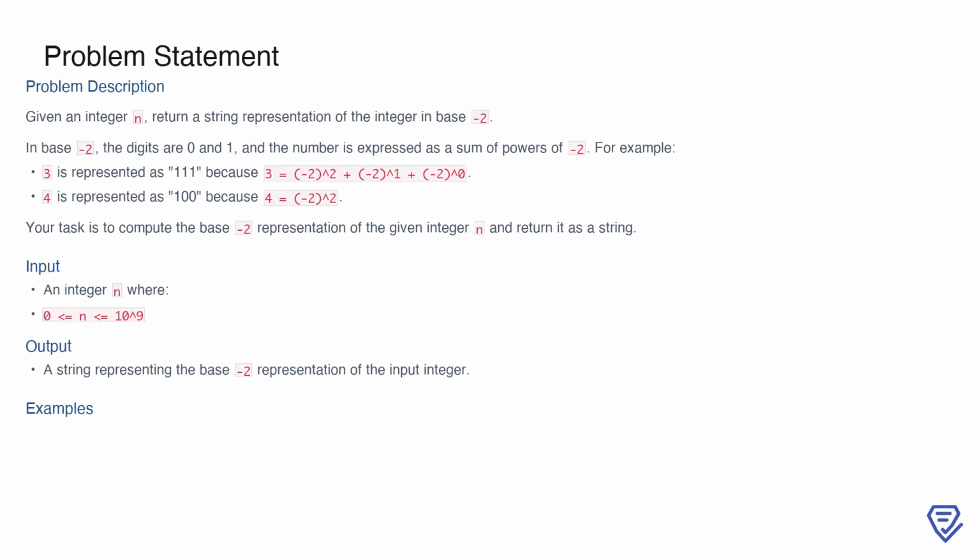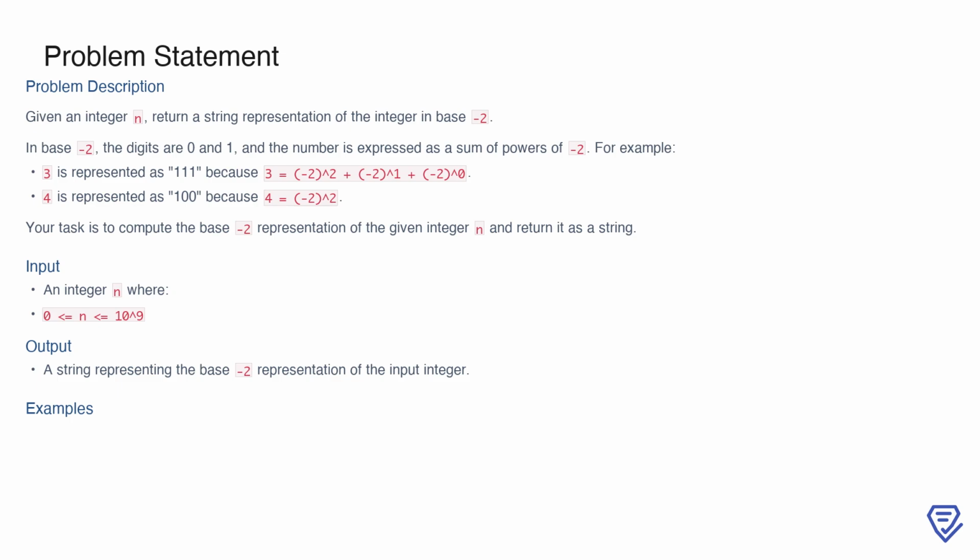The problem asks us to convert a given integer n into its representation in base -2. Unlike standard positive bases, base -2 is a negative base, which means the powers of -2 alternate in sign. The digits used in this base are still 0 and 1, but the way numbers are represented is different.